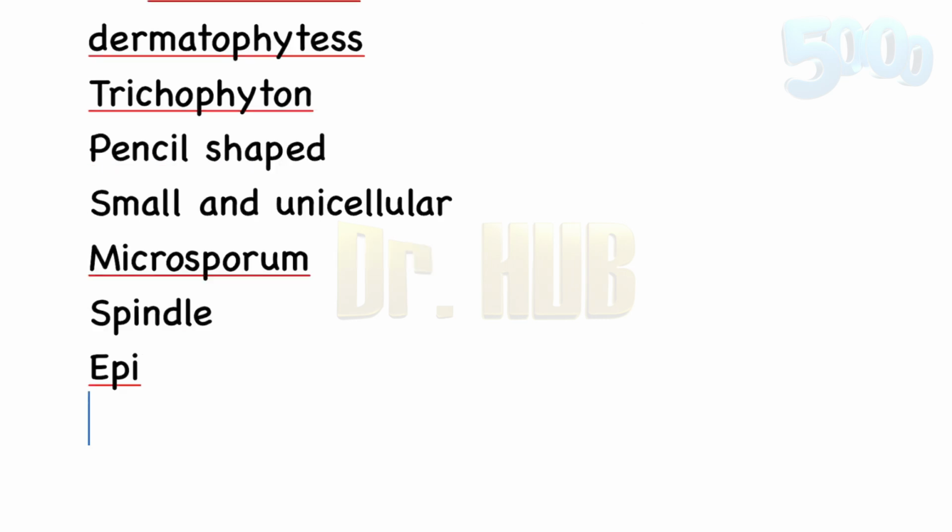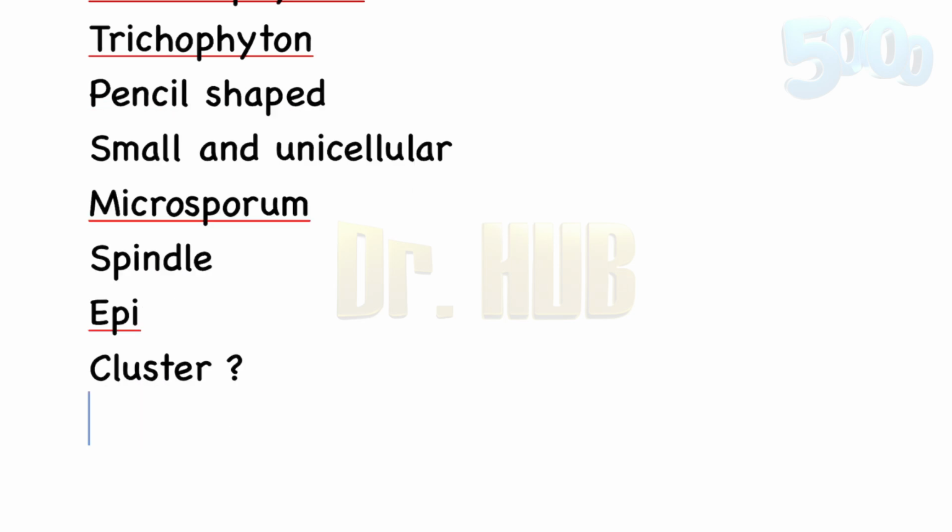Then we look at the Epidermophyton. It is multicellular. It is pear-shaped and arranged in clusters. So it is in clusters. And how is the shape? It is pear-shaped. And Macroconidia is absent. So what is absent? It is a Microconidia which is absent.